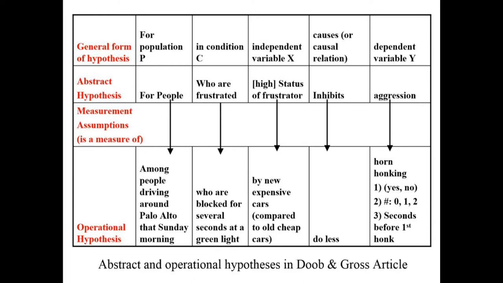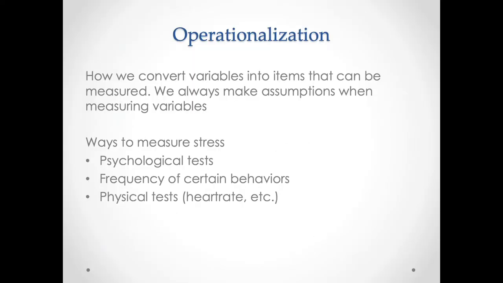Operationalization is how we convert variables into items that can be measured. Variables are abstract ideas, but abstract ideas always have to be measured. We have to convert them into something that we can actually measure. And we always are going to make assumptions when we measure variables. We'll make a series of assumptions about it. So let me give you a few examples of this.